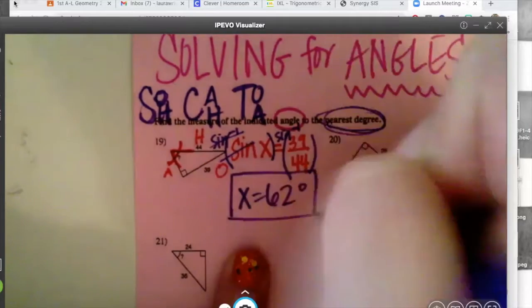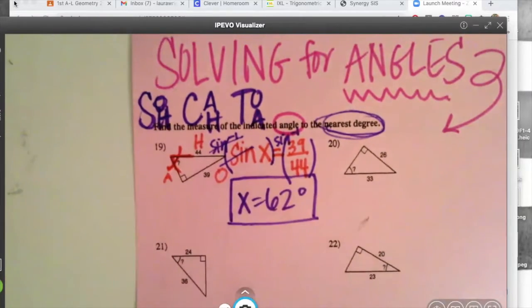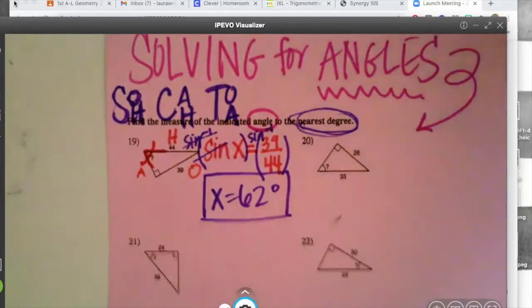And y'all, that's all you'll do every time. You set up the fraction, sine, cosine, or tangent, and if you're solving for an angle, it's one step every time. And that step is simply use the inverse. I know, it is easy, isn't it? All right, so let's look at number 20.